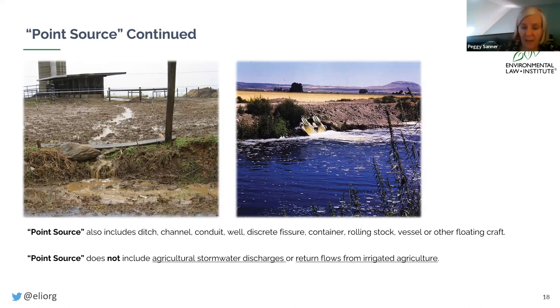And you can see in this slide, two examples. Even the one on the left, you may not think about that as a pipe, but you see the ditch, which is pouring water into a larger ditch, potentially an irrigation ditch, and that is considered to be a point source. Moving to the next slide.